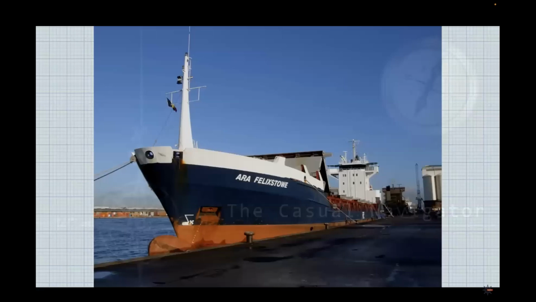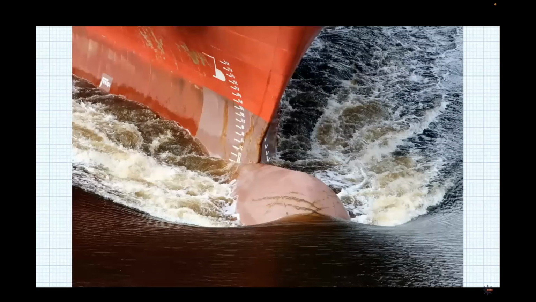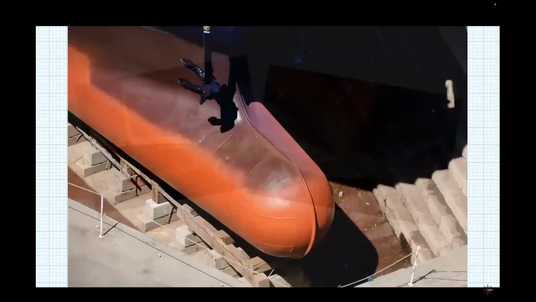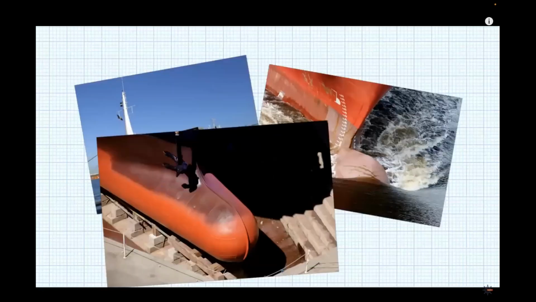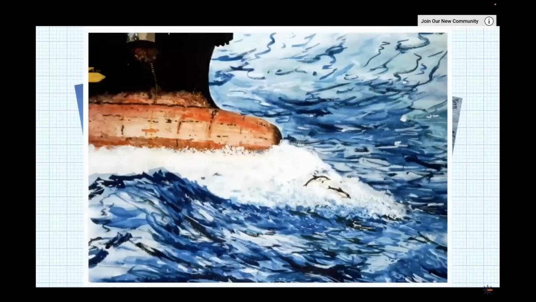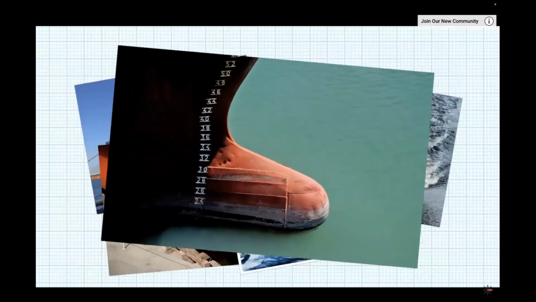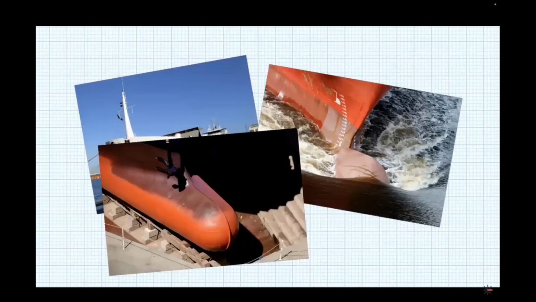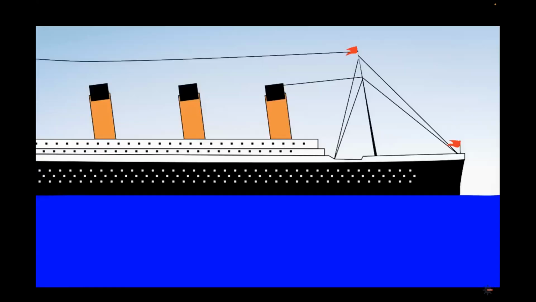Looking at these different pictures, you can see the ships are all different sizes. And just like the ships, the bulbous bows are also all different sizes. They're all designed specifically for the ship in which they are fitted, and they're all designed to serve one main function. To understand a bulb, let's first consider this vessel which does not have a bulb fitted.